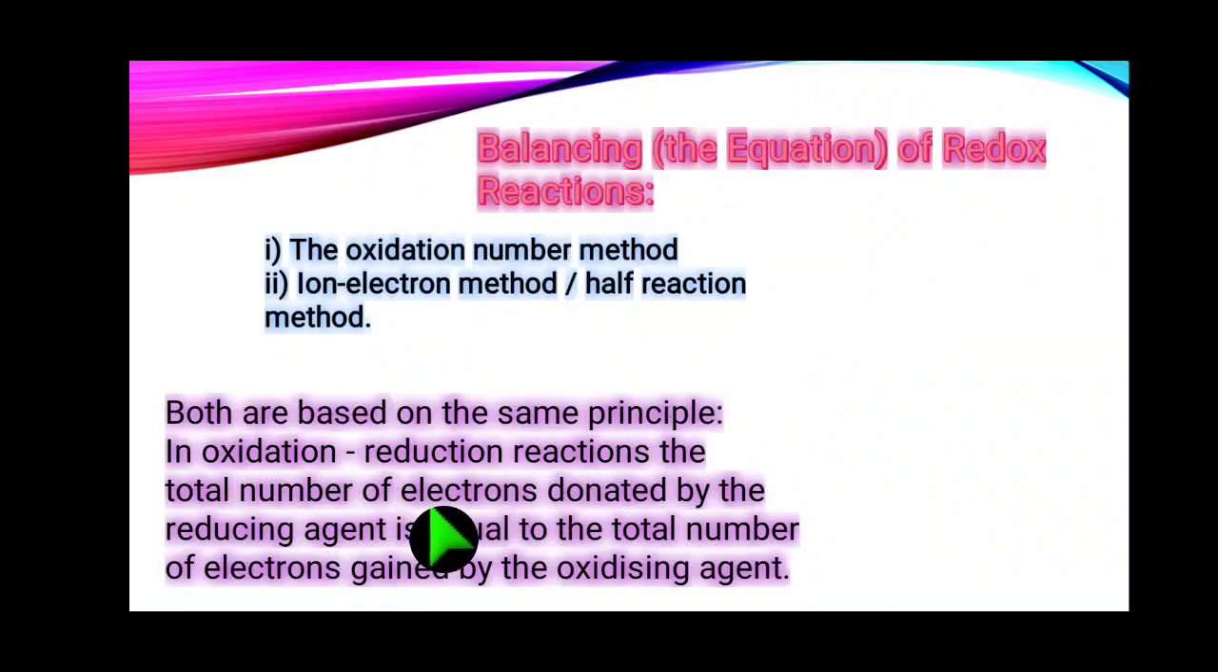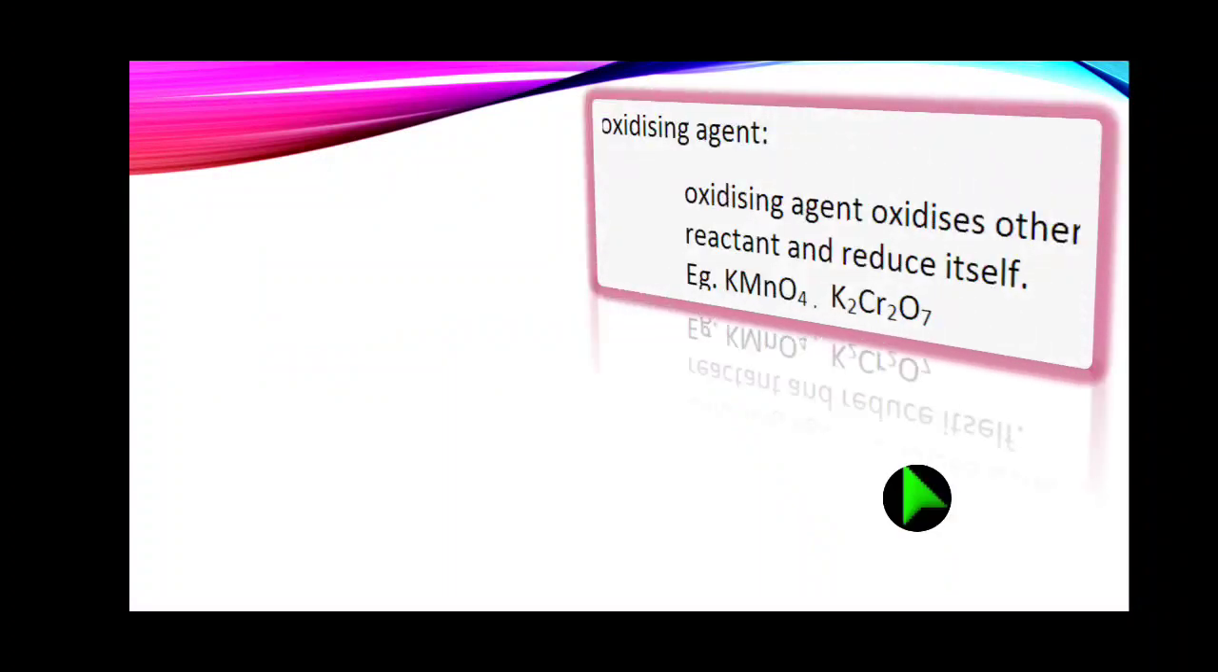Okay, here the total number of electrons donated by the reducing agent is equal to the total number of electrons gained by the oxidizing agent. Just keep this point in your mind. Before that, what is an oxidizing agent? An oxidizing agent oxidizes other reactants and reduces itself.